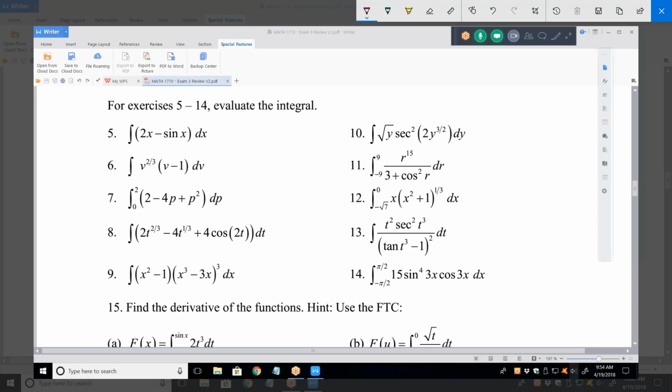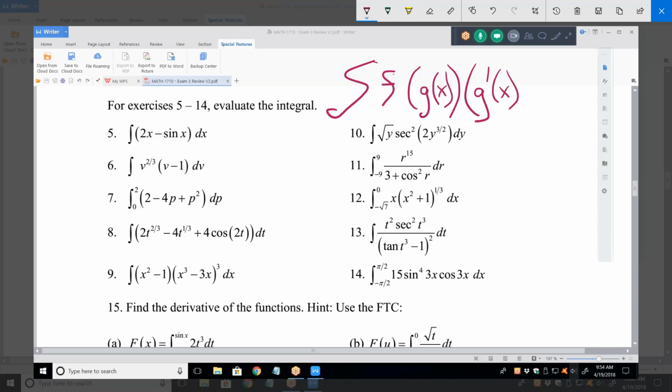When you use substitution, here's what you're looking for. Pattern recognition. You are looking for a composite function multiplied by the derivative of the inside of that composite function. Okay?